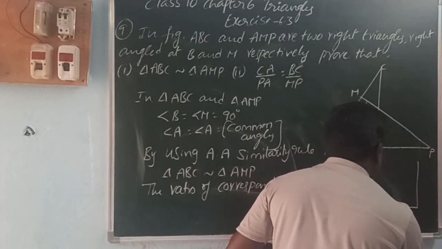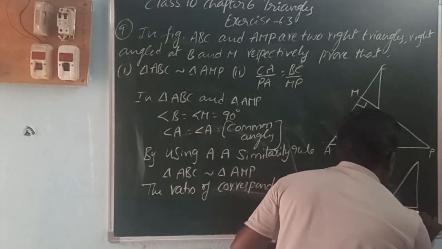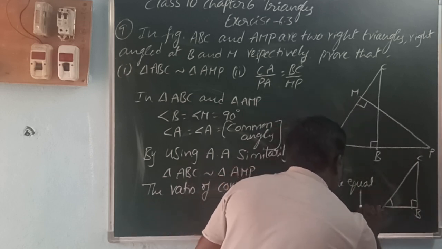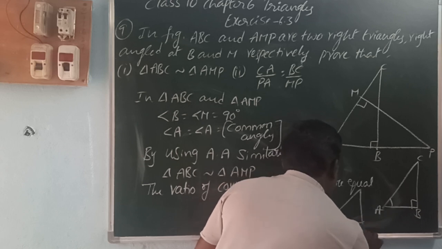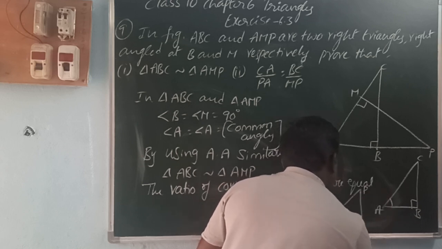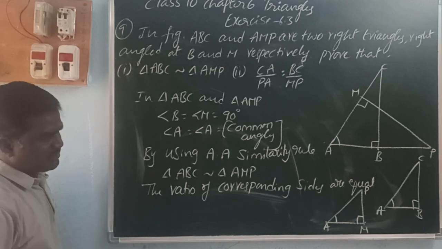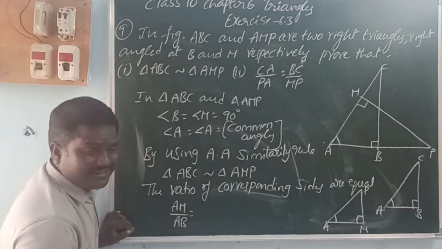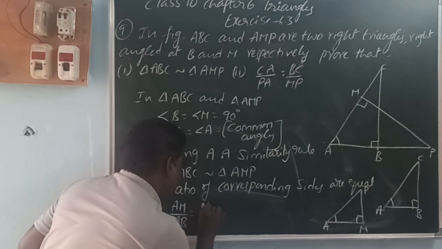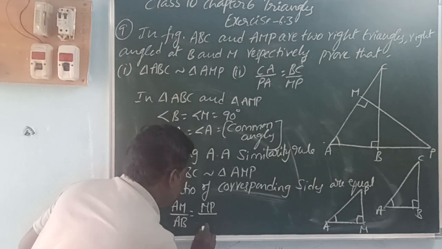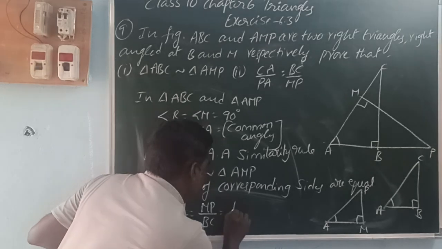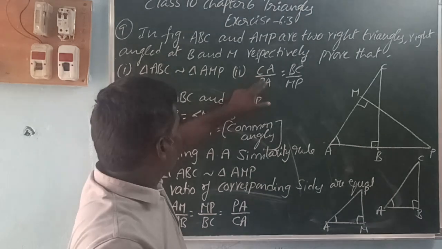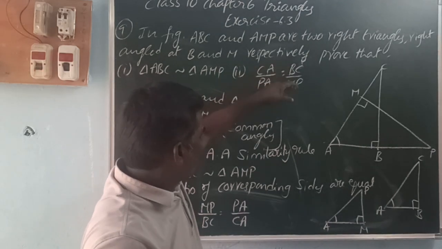So that is ABC, next AMP. The ratio of the corresponding sides are equal. That is AM by AB, next MP by BC, next PA by CA. So here what they are asking is that CA by PA is equal to BC by MP.